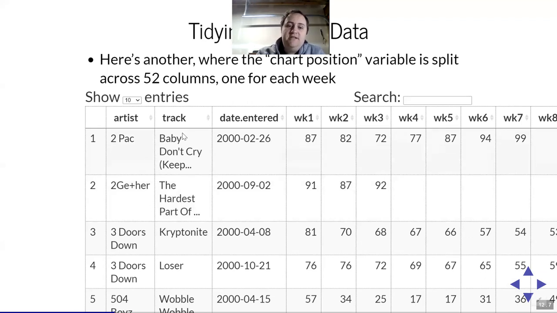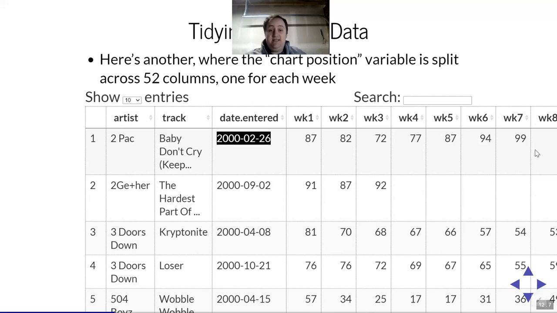We have the song, the artist, the track, the date that it entered the Hot 100, and then its chart position in several different weeks. Instead, if I wanted to look up a value, I would say, okay, artist, track, date that it entered maybe, and then what week is it? But that week is not in its own column, it's spread across a bunch of columns. So this variable, the actual chart position, is not in its own column. So this is not tidy data.